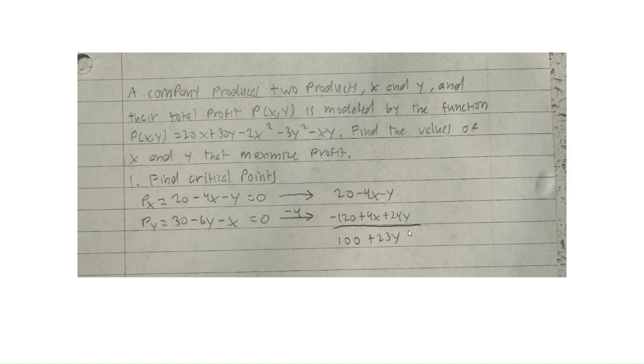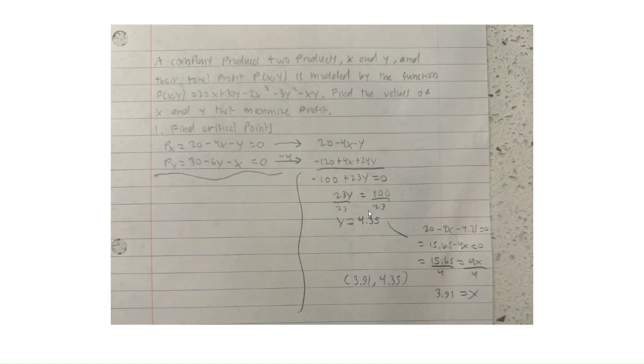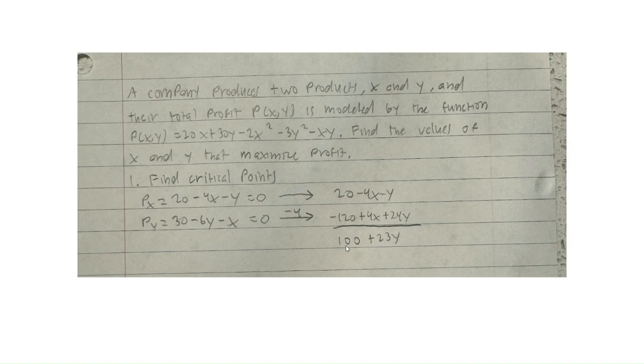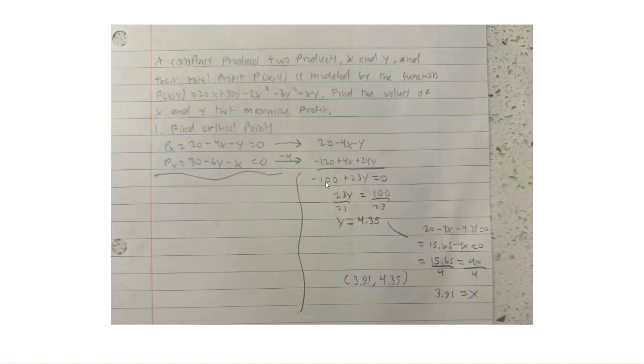And from here, we can solve for y, which is exactly what we do here. It says 100 here, but it should be -100. So -100 plus 23y, you just solve for y. You get -100, get it to the other side, and then divide both sides by 23, and you should get 4.35 as your y. And using this y value, we can plug this back into this equation right here to solve for x.